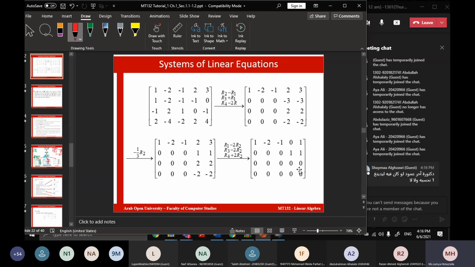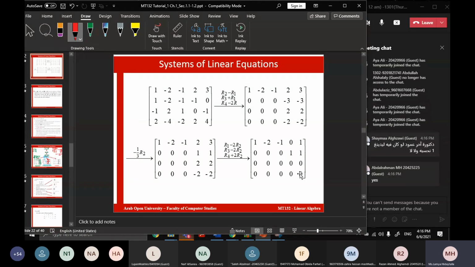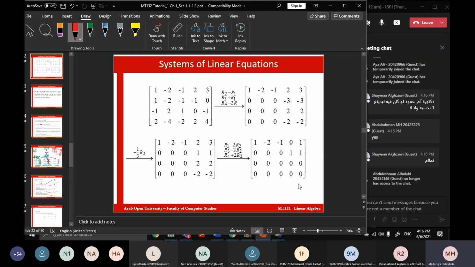No. This one is corresponding. Of course, when we want a solution we always work with the augmented matrix, correct? So if this is the augmented matrix, I don't consider the last column. Only we look at the part of the coefficients A.